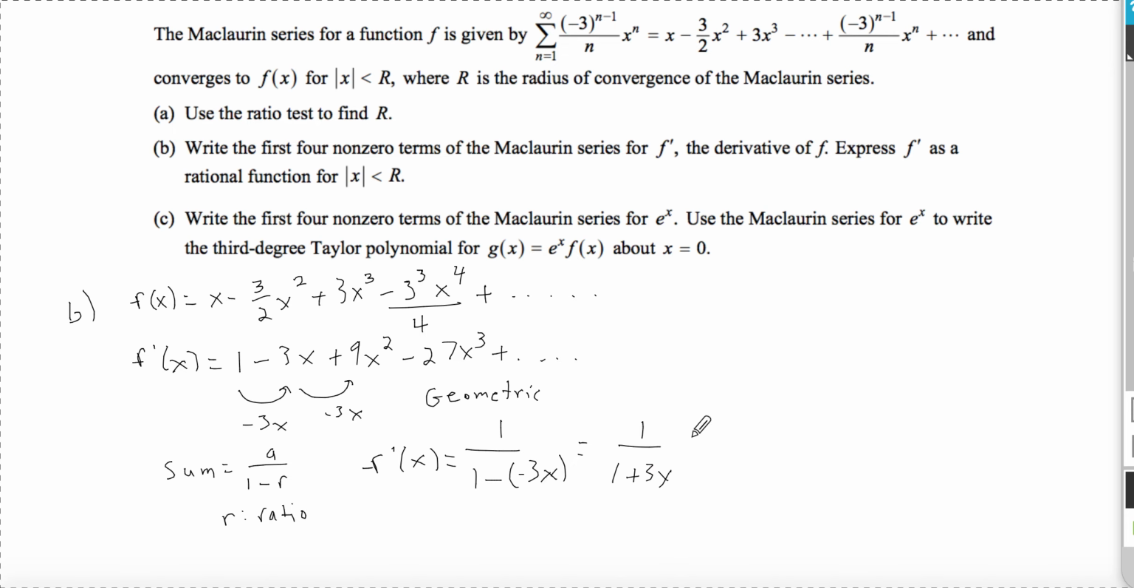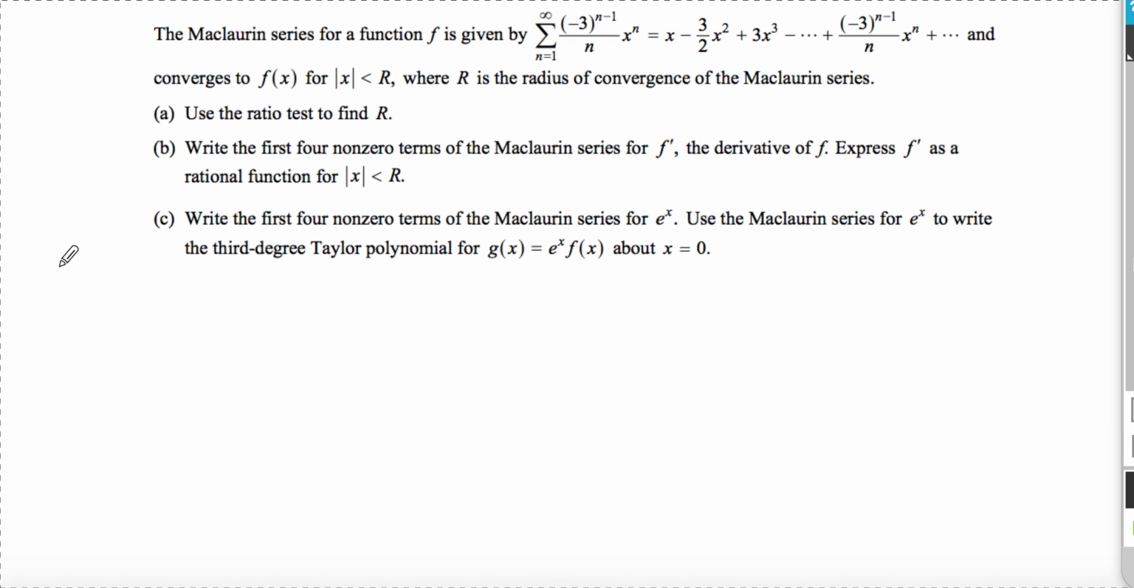So in the interval of convergence, this is going to be my series: the derivative of f is equal to 1 over 1 plus 3x. So you get 2 points for your first 4 non-zero terms. And then the final point is for the rational function down here. All right. And we can move on to part C.